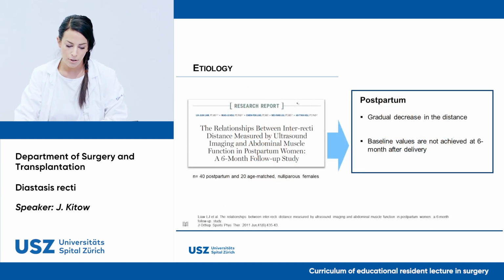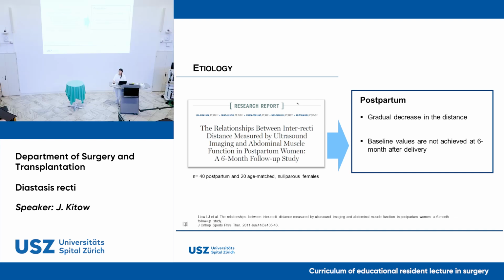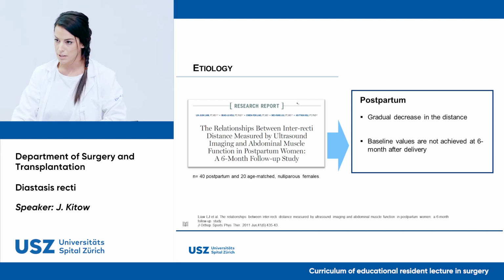The Journal of Orthopedic and Sports Physical Therapy published an article in 2011 in which the relationship of the interrectus distance as well as the abdominal muscle function in postpartum women was measured. And what they found out was that there's a gradual decrease in the distance after pregnancy, but the baseline values are not established at 6 months after pregnancy.